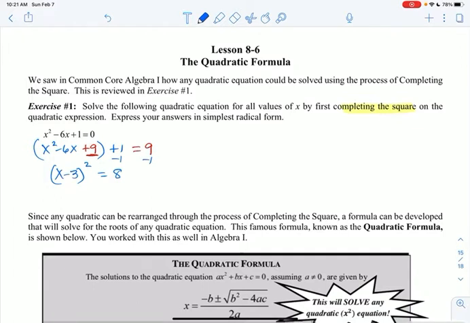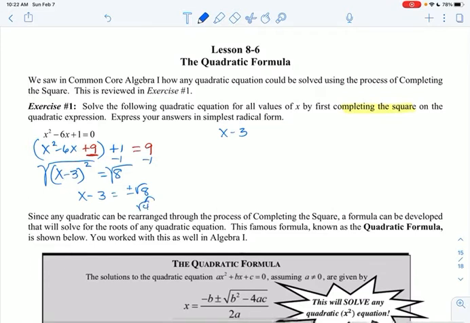Now remember, to solve an equation that has an x squared, I'm going to take the square root. So I take the square root of the left and the square root of the right. Taking the square root and the squared cancel out, and I'll write one more down here. X minus 3 equals plus or minus the square root of 8. Now I have to simplify the square root of 8, and I'll start it down here.